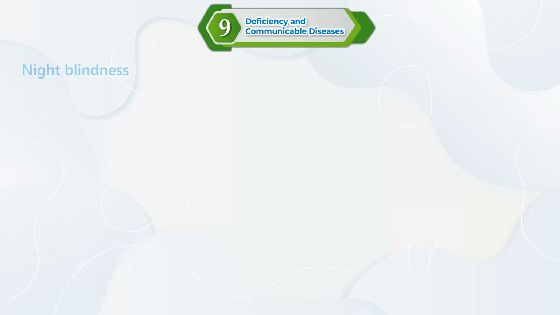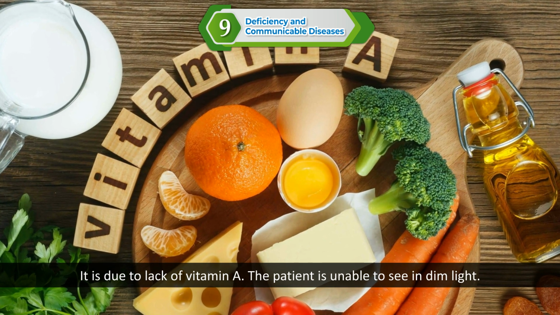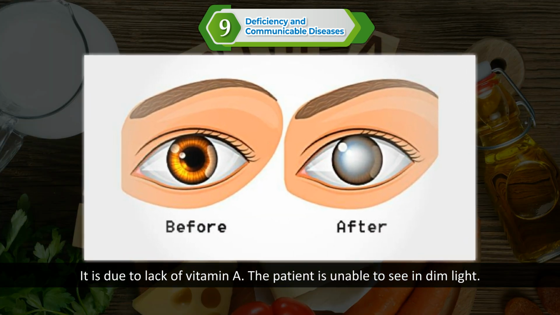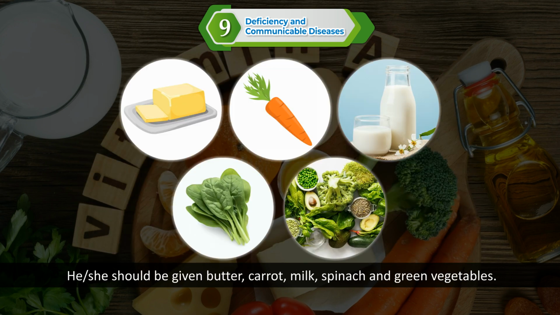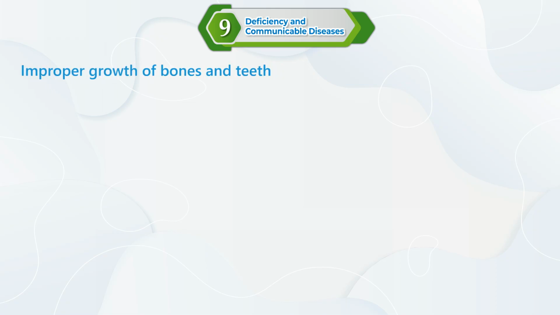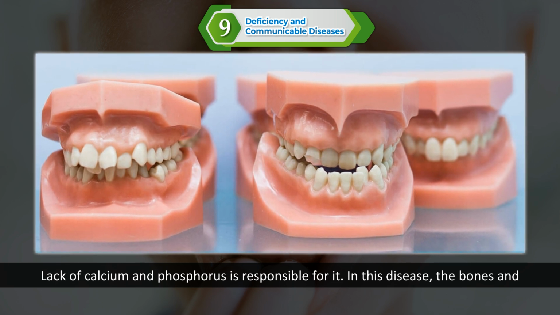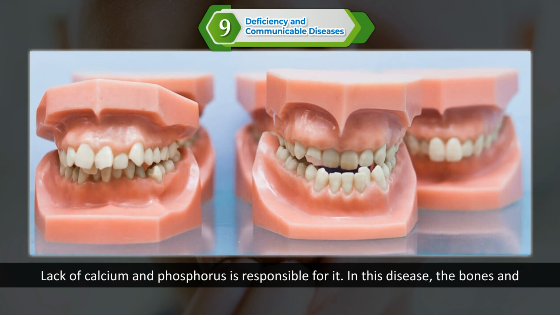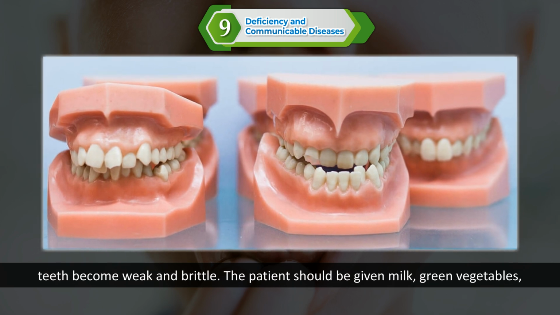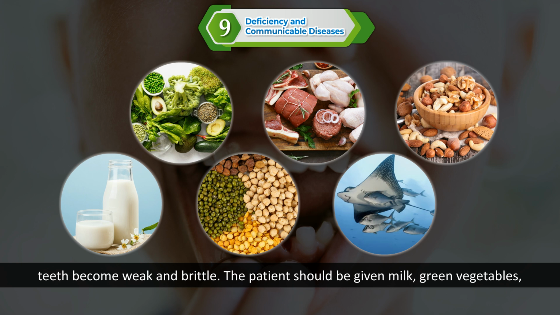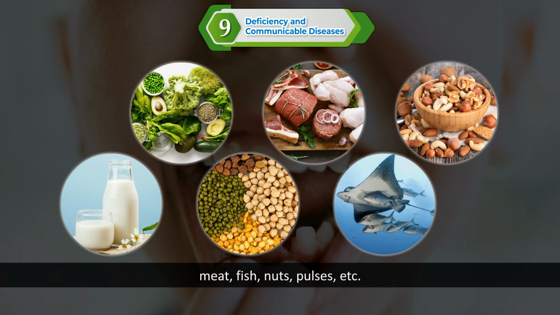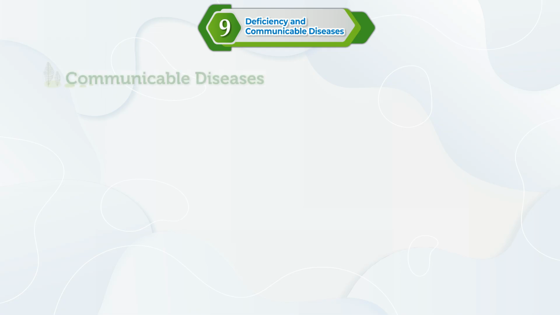Night blindness. It is due to lack of vitamin A. The patient is unable to see in dim light. He or she should be given butter, carrot, milk, spinach and green vegetables. Improper growth of bones and teeth. Lack of calcium and phosphorus is responsible for it. In this disease, the bones and teeth become weak and brittle. The patient should be given milk, green vegetables, meat, fish, nuts, pulses, etc.